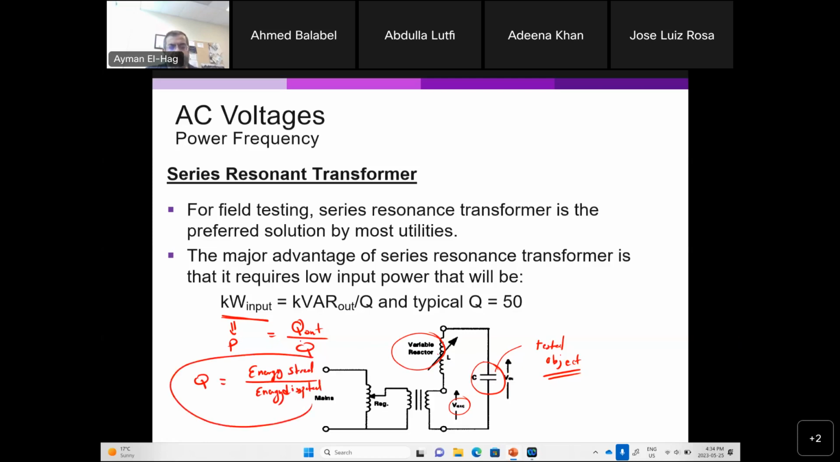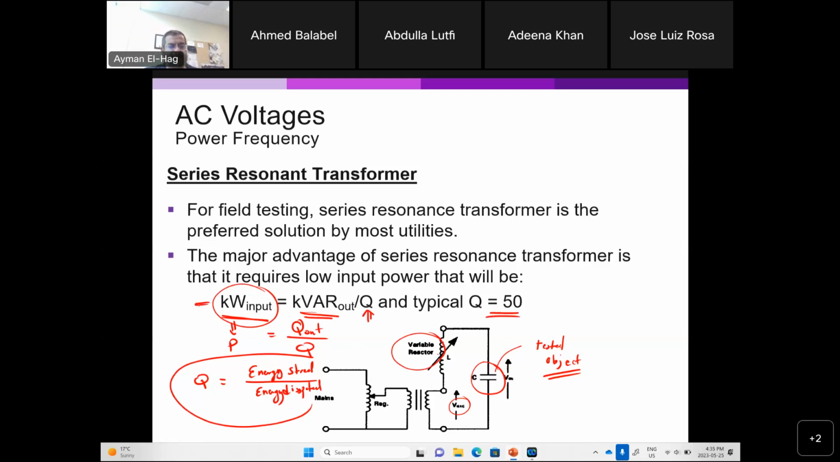Okay, so the energy that you store is the kVAR. This is how much Q you are supplying. Remember, our system is a capacitance, so you are supplying to it a kVAR, but you are consuming a power. This is the power that you are consuming. So when you have very high Q, usually 50, quality factor is high for those transformers, then basically you are minimizing the amount of power in the input.